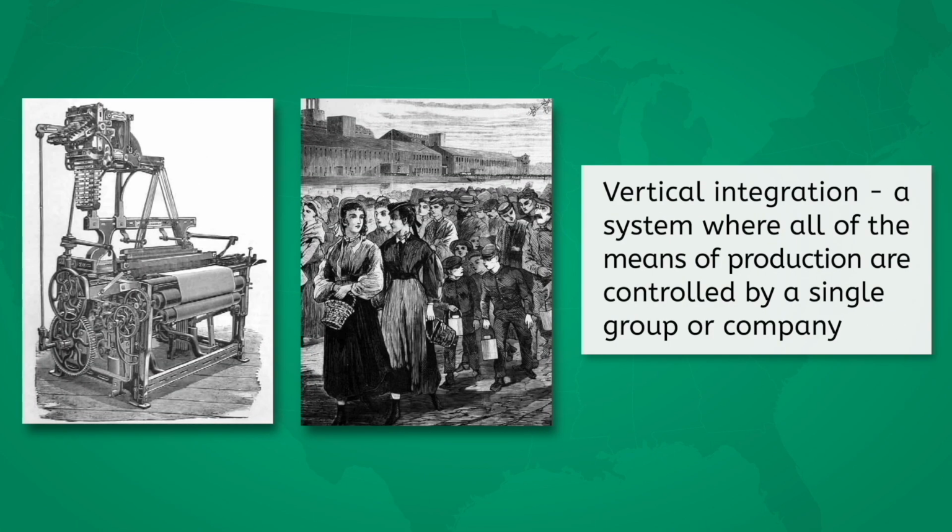Vertical integration is a system where all the means of production are controlled by a single group or company. As you previously learned, the means of production are the processes and steps needed to produce a good. In this case, this included everything from the weaving of fabrics to the workers themselves.